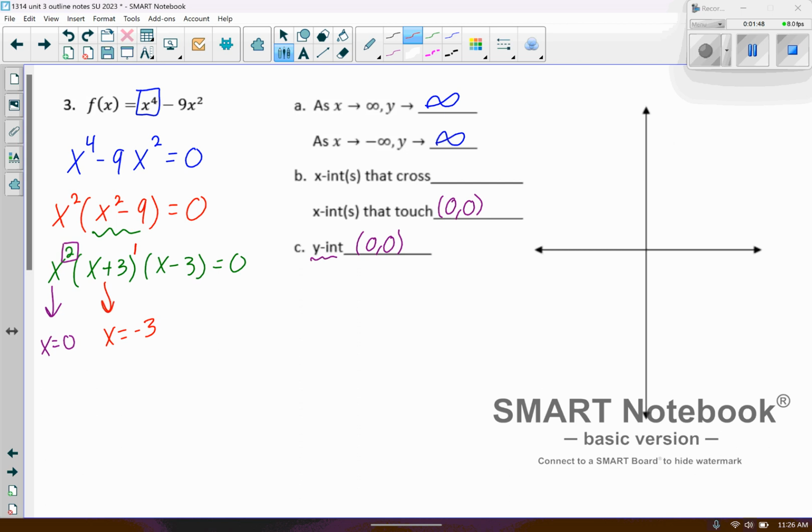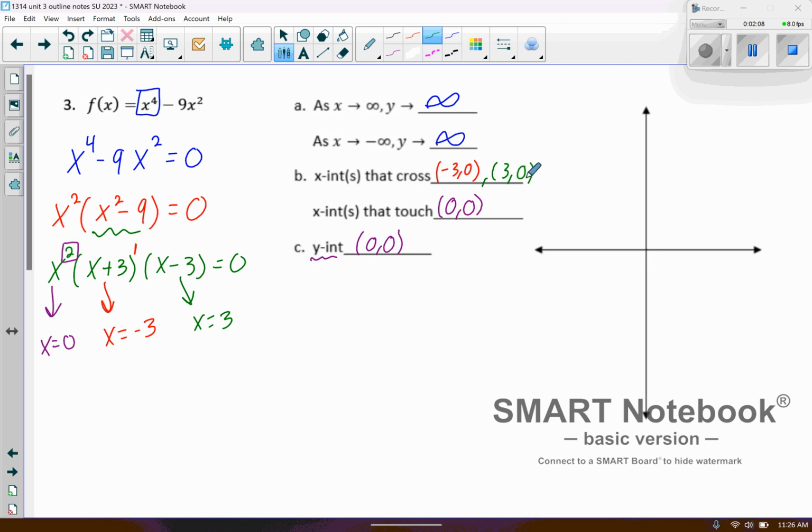Now that has a multiplicity of 1. That one's just going to cut through like a straight line. And so let's see, that's at negative 3, 0. And then I have one more right here, which is going to be at positive 3. And so when x is positive 3, y will be 0.